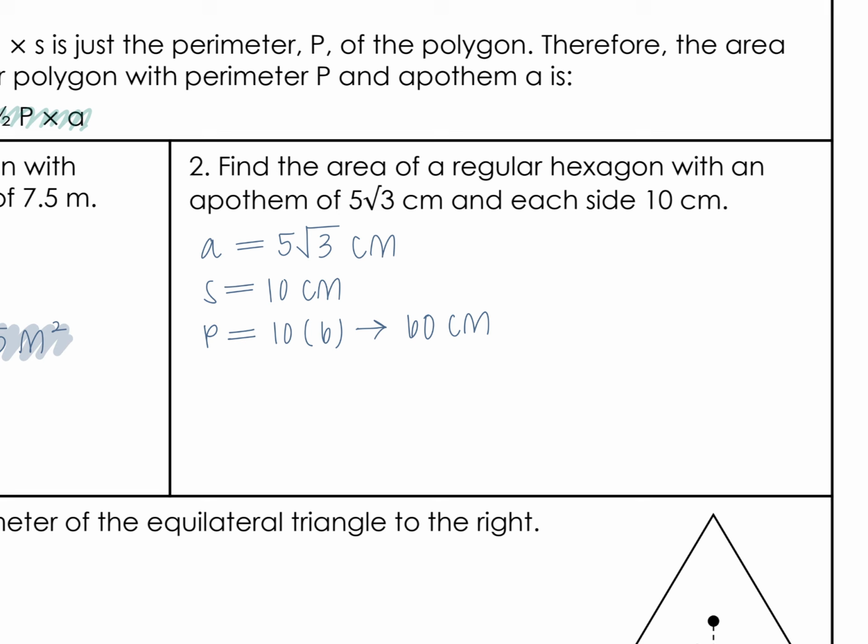Now I have everything I need to find the area. So for my area, I'm going to take that 1/2 of my perimeter, 60, times my apothem, that 5√3. Well, half of 60 is going to give me 30, and 30 times 5 is going to give me 150√3 centimeters squared. Make sure you are squaring your units.